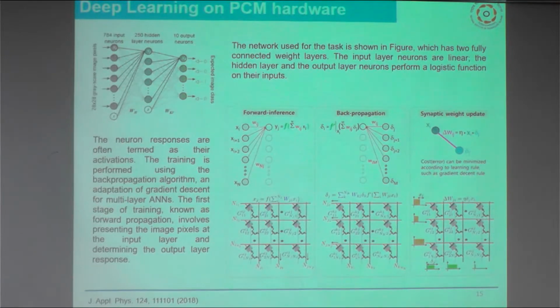The network used for the task is shown in the figure here, which has two fully connected weight layers, and then it decides in which way you can identify something. The input layer neurons are linear, and the hidden layer and the output layer perform a logistic function of their input. So this is the hidden layer. It is the weight, an already stored weight, and then it is comparing. You have probably heard about these terms, and if I talk about BTech people, you are probably doing some project on neural networks, deep learning, machine learning based things.